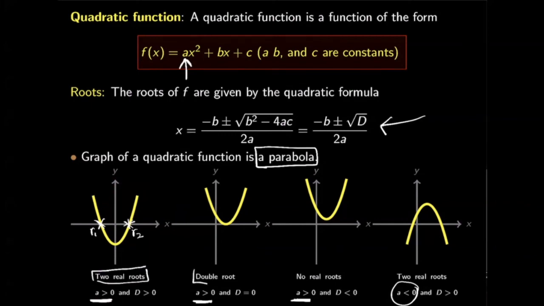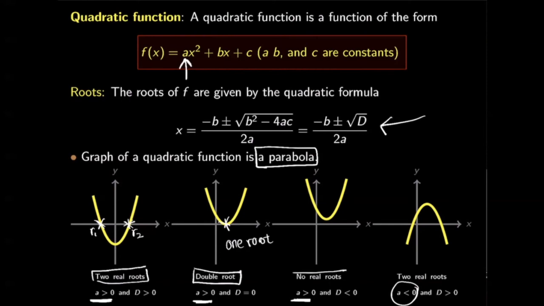If there is only one root, which is also called a double root, then the graph of the parabola is only going to touch the x-axis. So it will touch if there is only one root. And it will touch exactly at the point where that root is.